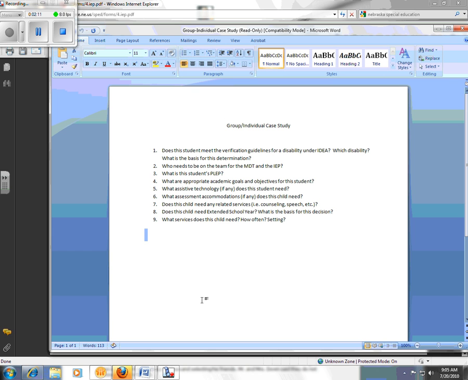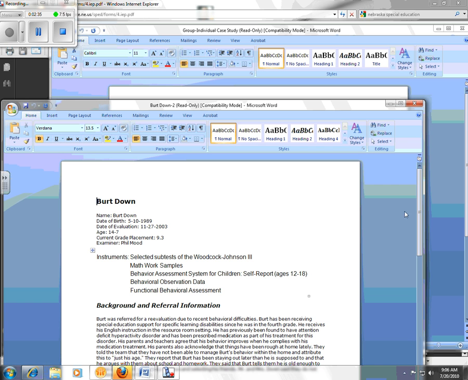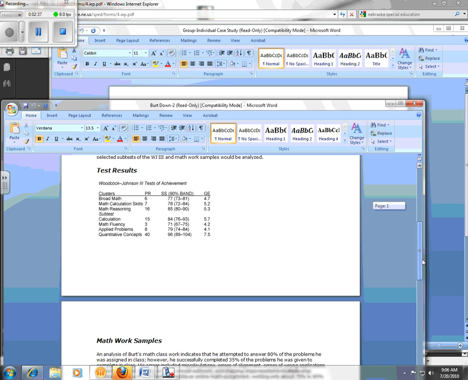Okay, number one, does the student meet the verification guidelines for a disability under IDEA? Tell me which disability, if any, the student qualifies for. Tell me why this student qualifies. I want you to use numbers to explain to me why this student qualifies. And when you look at Burt Down, take a look at the scores here for broad math, for example.